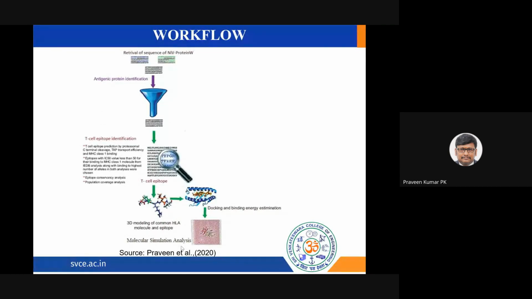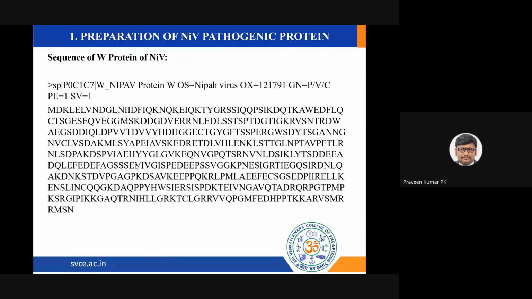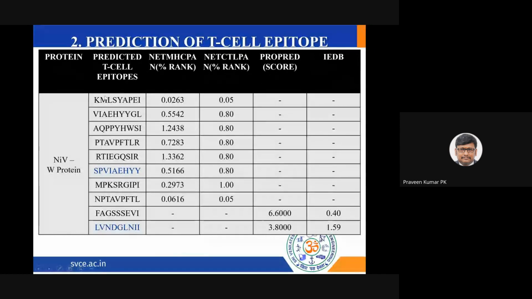I told you, first you have to predict the peptides, then check for immunogenicity, then check for toxicity, then you can check for conservancy. These are some of the properties we determine. So this is one such Nipah virus W protein I have taken from UniProt. This is the UniProt ID, P0C1C7. I took this W protein and initially passed it to these tools: NetMHCpan, NetCTLpan, ProPred, and IEDB.